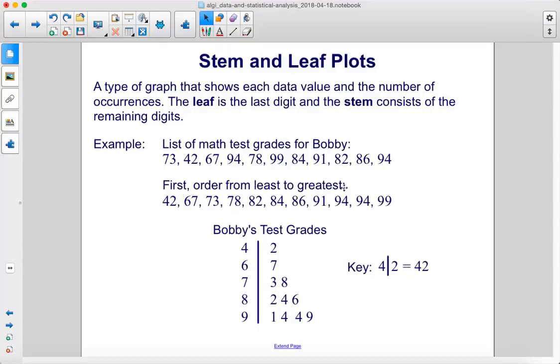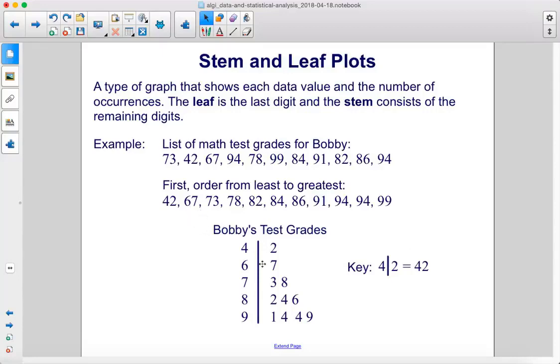First, order from least to greatest, so we have from 42 up to 99. Then we just put the first digit on the left side: 4, 6, 7, 8, 9. And then we have this second digit here. So we have 2, so this becomes 42. As you can see, that's the key to show you how this works.